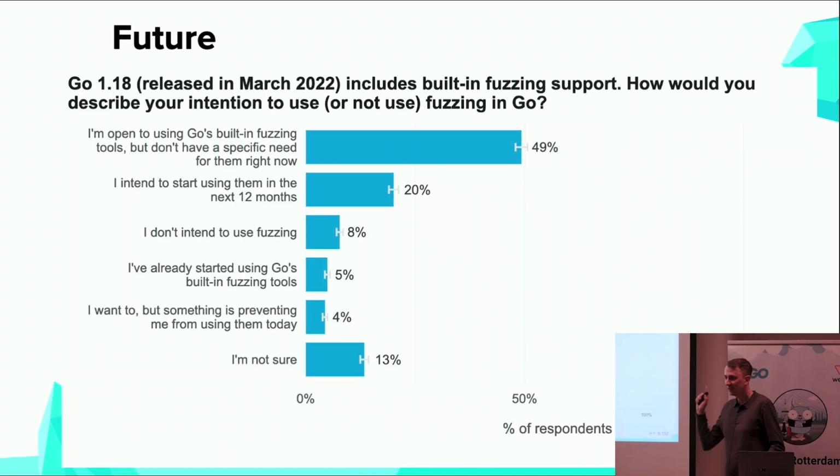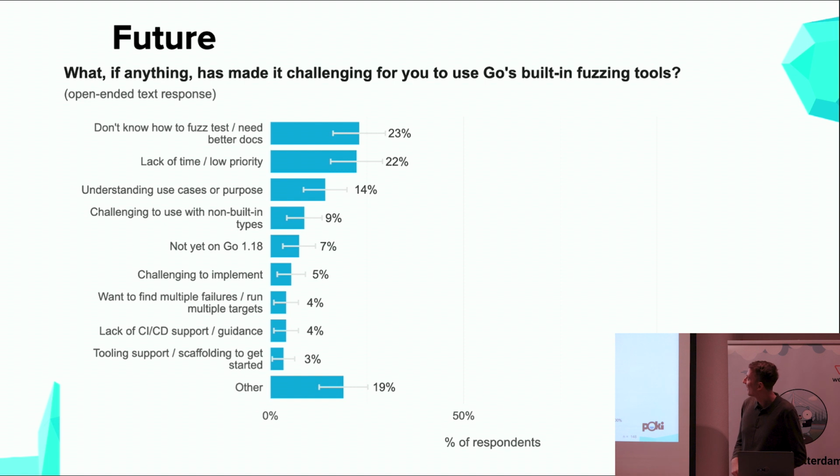In the survey for Go that I hope you all filled in, the results recently came out. They also asked people about fuzzing. Half of the people said they're open to fuzzing, but they don't have any need yet. But I feel like that's probably because people don't understand how exactly to use it. Some people are interested, some people already use it, some people don't know. And when asked what, if anything, has made it challenging to use Go's built-in fuzzing tools, the best answer was that it needs better docs. There are some examples now of how to use it, but they're quite big. Maybe my slides will give you a little more insight into how to easily start with fuzzing. Others say it's low priority because they don't know what kind of bugs their code has, I guess.